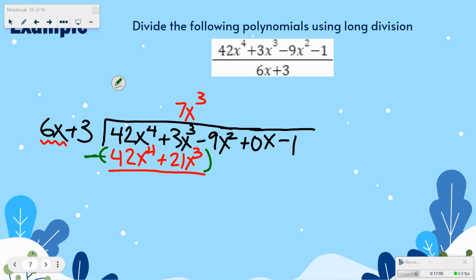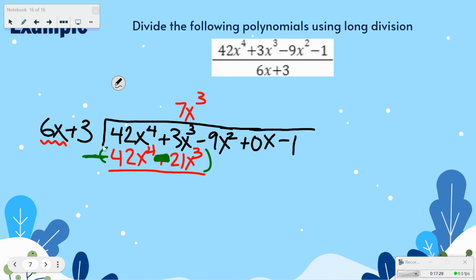This will just become a minus 42x to the 4th. And now I always just draw over in a different color the new sign. So this will become minus 21x cubed. Think about what I did, right? Distribute that negative. So now we are subtracting, just going down: 42x to the 4th minus 42x to the 4th. What does that become?